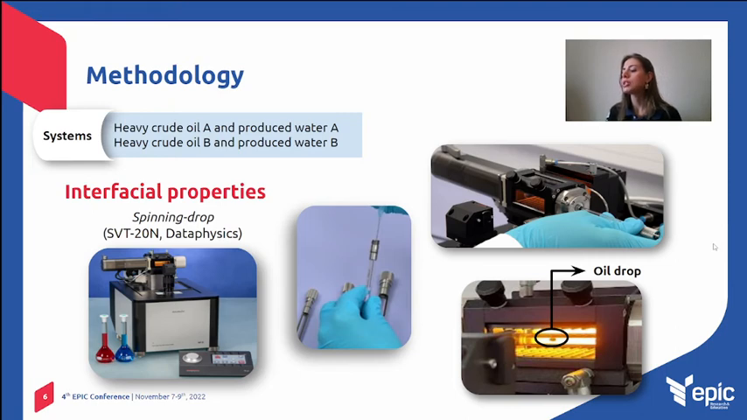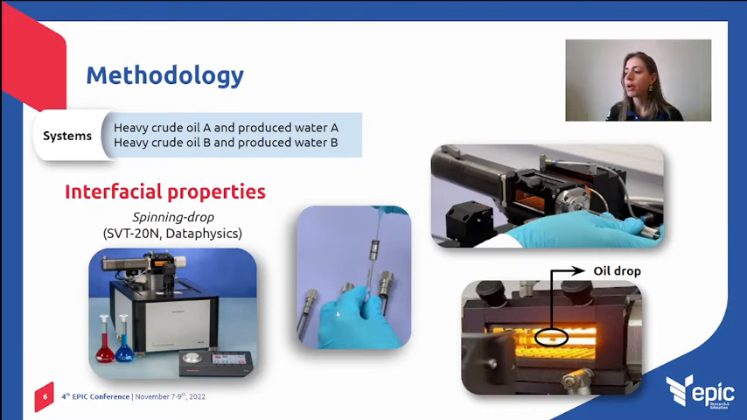And now I'm going to talk about the methodology. So I worked with two different systems composed of heavy crude oil A and its produced water, and heavy crude oil B and its produced water from the same field. And interfacial tension was measured by a spinning drop tensiometer like this one.